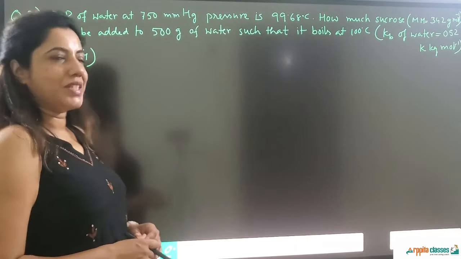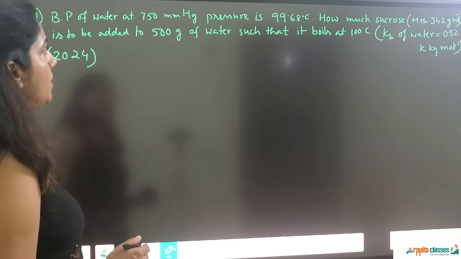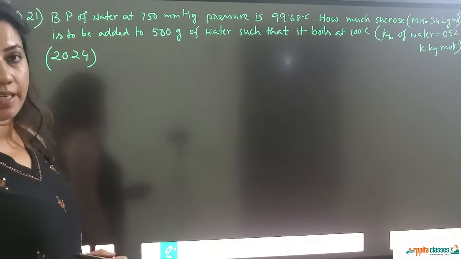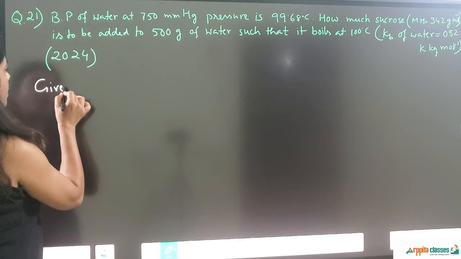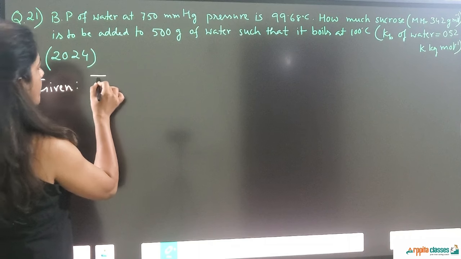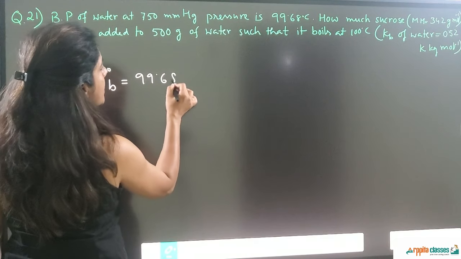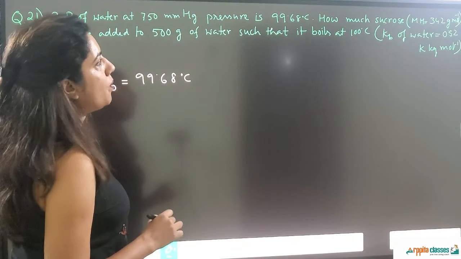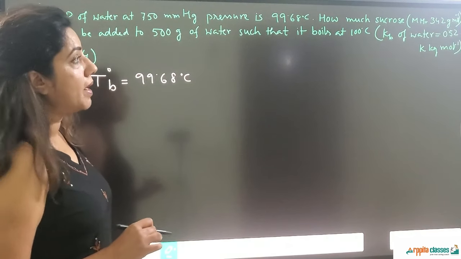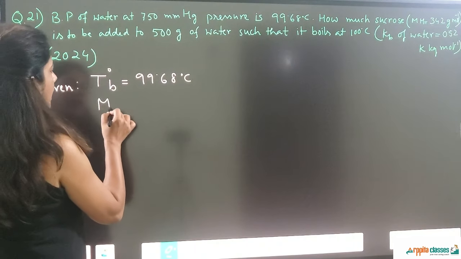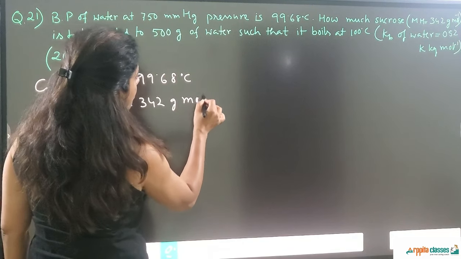Now we start with question number 21, which says the boiling point of water at 750 mm of Hg pressure is 99.68 degrees Celsius. It is the boiling point of pure water, that means the boiling point of the pure solvent, denoted by T0b, is equal to 99.68 degrees Celsius. How much sucrose, that is of molar mass 342 gram per mole. Mb is given to you, 342 gram per mole.